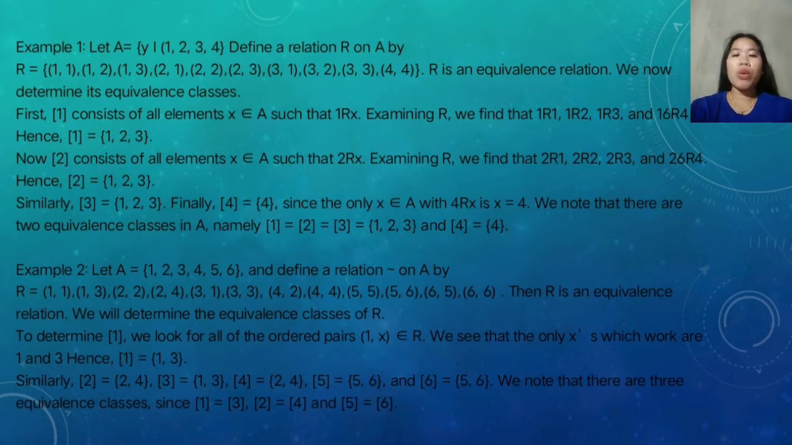To determine [1], we look for all of the ordered pairs (1,x) that are elements of the relation. We see that the only x which work are 1 and 3. Hence, [1] is equal to {1, 3}. Similarly, [2] is equal to {2, 4}, [3] is equal to {1, 3}, [4] is equal to {2, 4}, [5] is equal to {5, 6}, and [6] is equal to {5, 6}. We note that there are three equivalence classes, since [1] = [3], [2] = [4], and [5] = [6].